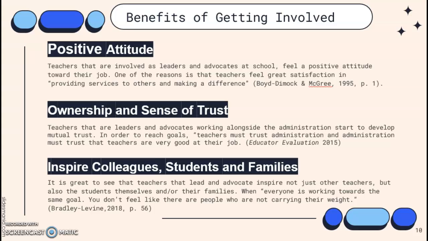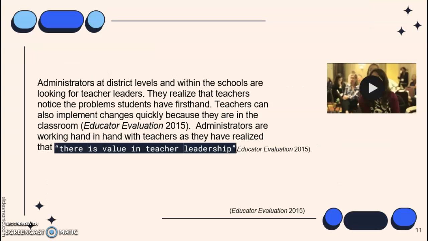Another benefit is that teacher leaders can inspire other colleagues to work toward a goal. And maybe not just colleagues, but also students and their families. And once you see that everybody's working together toward a goal, you will see that not just one person has to carry all the weight. Administrators at district levels have noticed that there is value in teacher leadership and that teachers see the problems firsthand and that they can implement changes quickly because they are in the classroom.